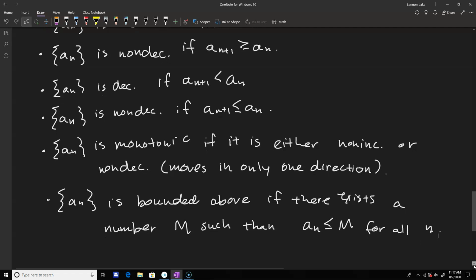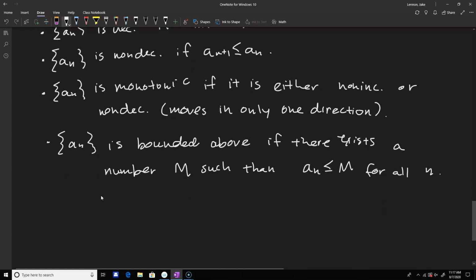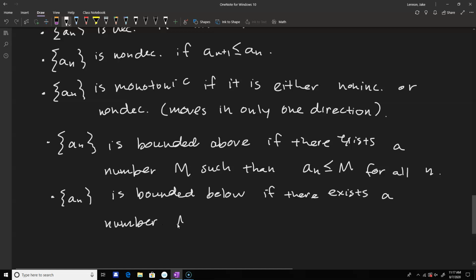And we could say it's bounded below if there exists a number m such that a_n is greater than or equal to m for all n. All right. If it's bounded on both sides, we would say the sequence is bounded. So you could be bounded above and also bounded below.